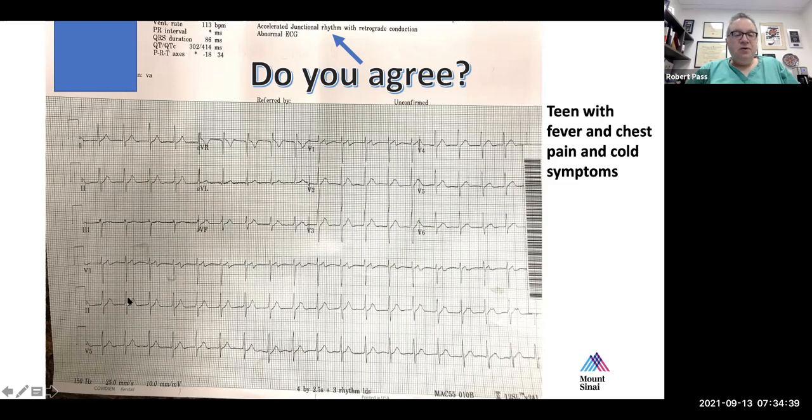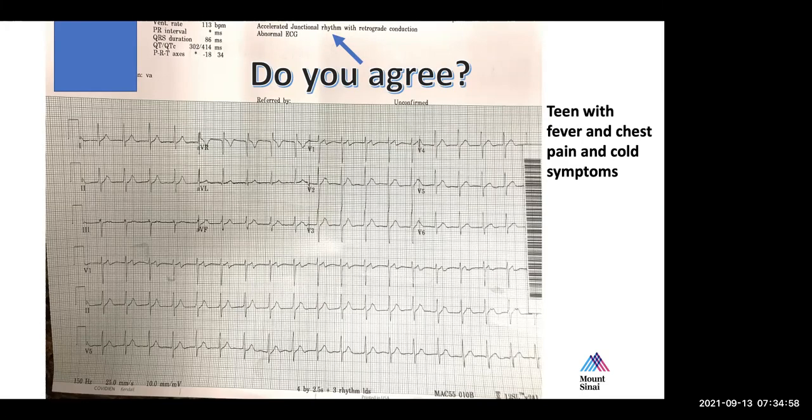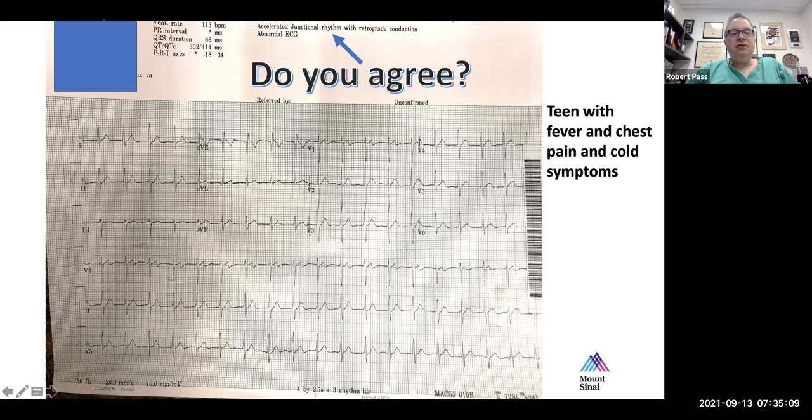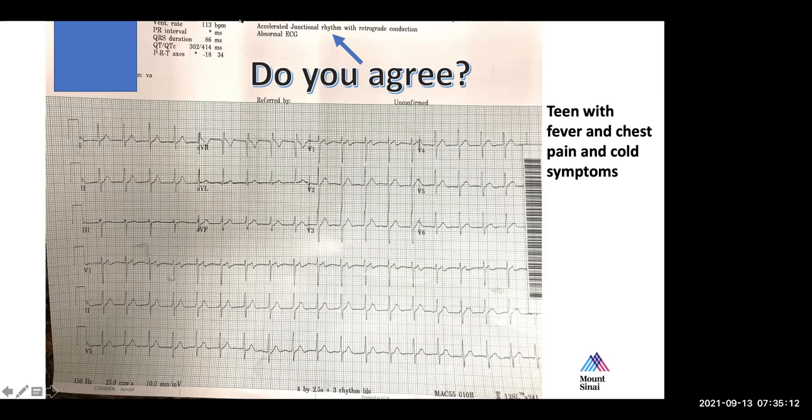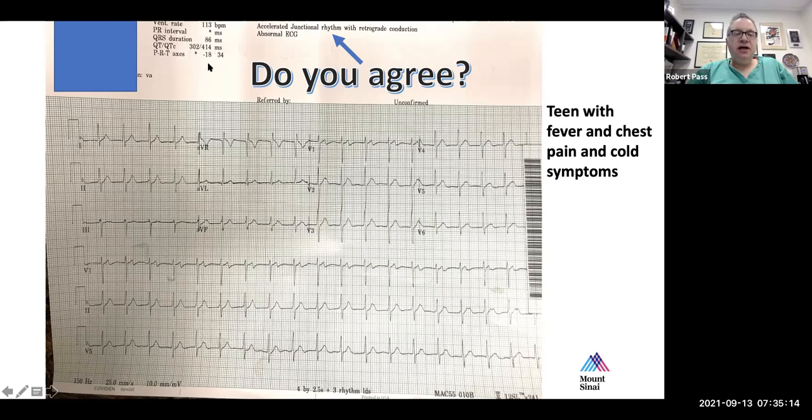I agree with you that it is certainly a possibility that this is accelerated junctional with a retrograde P wave that may be buried in the T wave. What else could this be though, Sergey? So if the P wave is hiding somewhere after the QRS, it could be an AVNRT. Could be, although this heart rate of 113 is quite low for an AVNRT. Even in an old person, it wouldn't be that low.